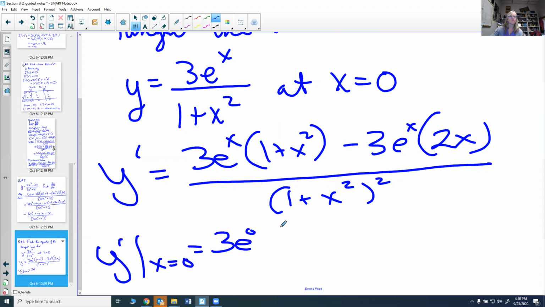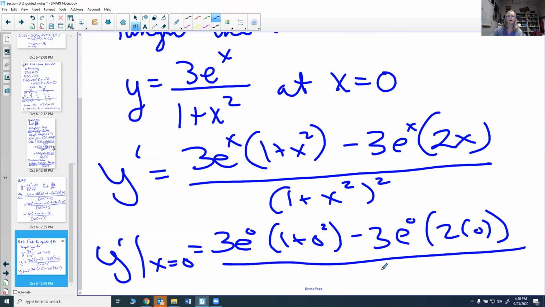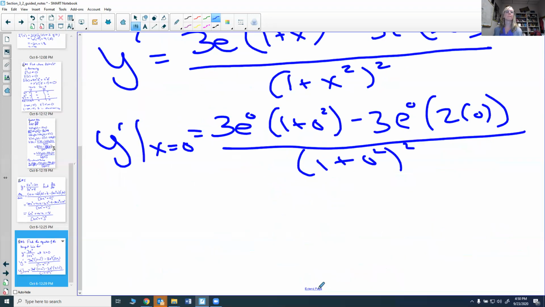It gives me 3e to the 0, 1 plus 0 squared, minus 3e to the 0 times 2 times 0, all over 1 plus 0 squared squared. That gives me 3 times e to the 0 is 3 times 1, which is 3. And then I've got a 1 inside, so I've got 3 times 1, which is just 3. I've got a minus 3e to the 0, which is 1, but then I also have times 0. So this is just 0. And the bottom is 1 plus 0, which is 1, squared is 1. So the slope is just 3.